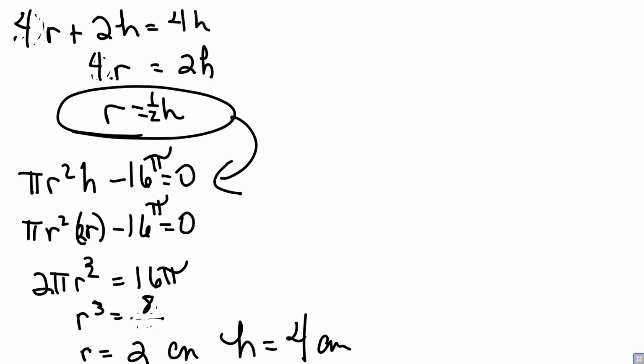Okay, so we have that pi r squared H minus 16 pi is equal to 0. Okay, so in place of H, I'm going to put in 2R. So I got pi r squared times 2R minus 16 pi is equal to 0. So 2 pi r cubed is equal to 16 pi. Divide both sides by 2 pi. I get r cubed is equal to 8. So that means r is going to be 2. And we know that the height is twice the radius, so we get 4. So the radius is 2 centimeters, the height is 4 centimeters.